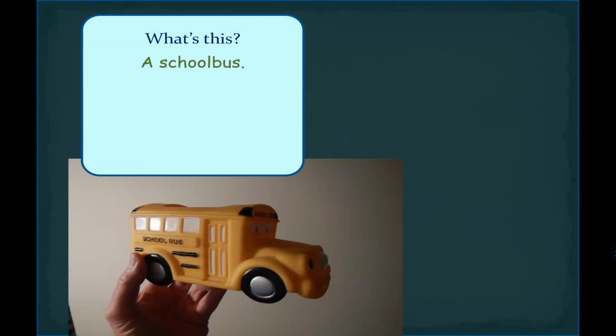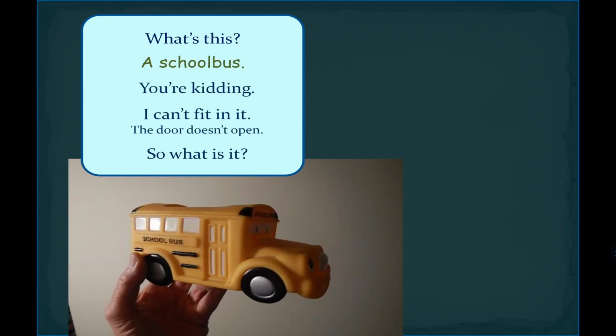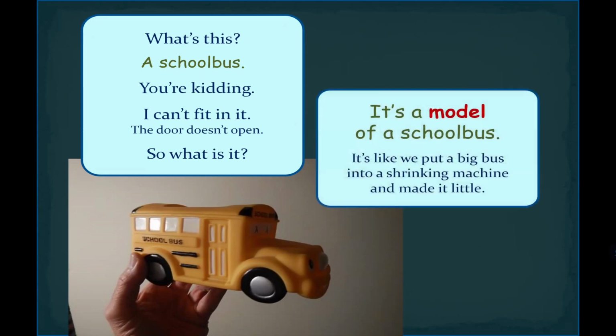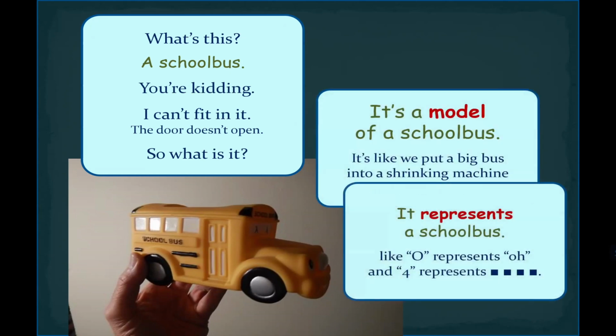They say, oh yeah, this is a school bus. I say, wait a second, you're kidding. I can't fit in it. I mean, the door doesn't even open. What is this? And you try to get the students to come up. This is a model of a school bus. It's like we put a big bus in a shrinking machine. And then the really key insight, it represents a school bus, just like O represents the sound of O, and 4 represents 4 squares. This concept of representation can be taught with a geography lesson in first grade.